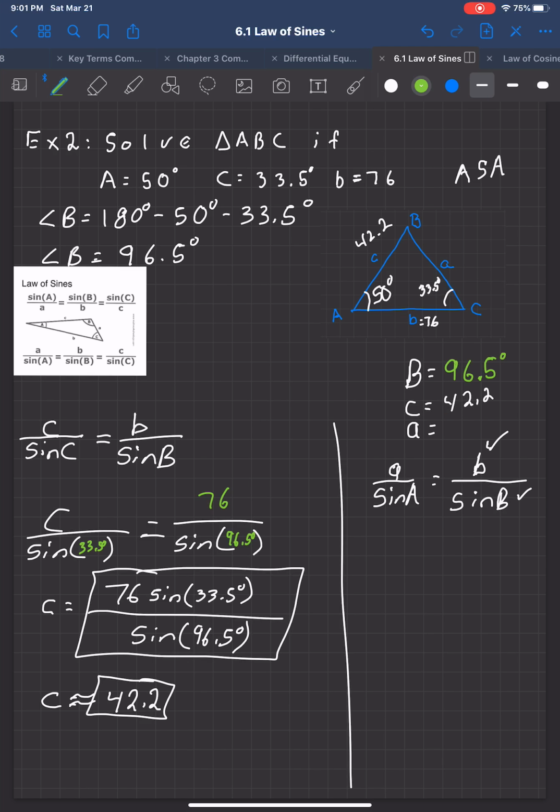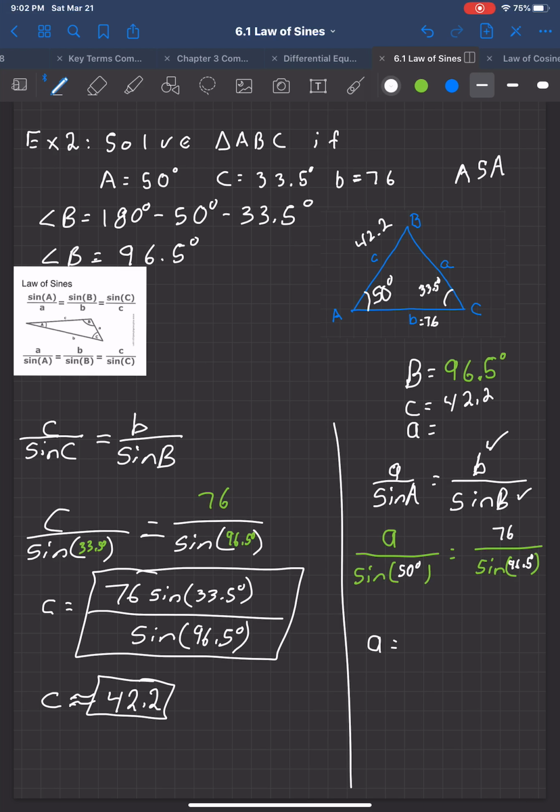What am I going to do now? I'm just going to plug everything in. So I have A over sine of, let's put everything in the right spot. In this case, angle A is 50 degrees. B is, of course, 76. And angle B is 96.5 degrees. Okay, so now we solve for A.